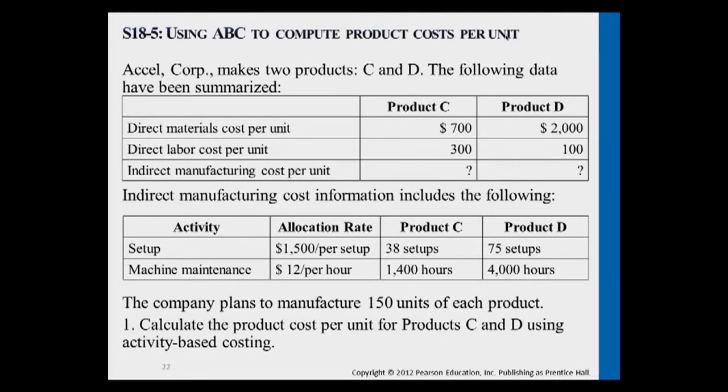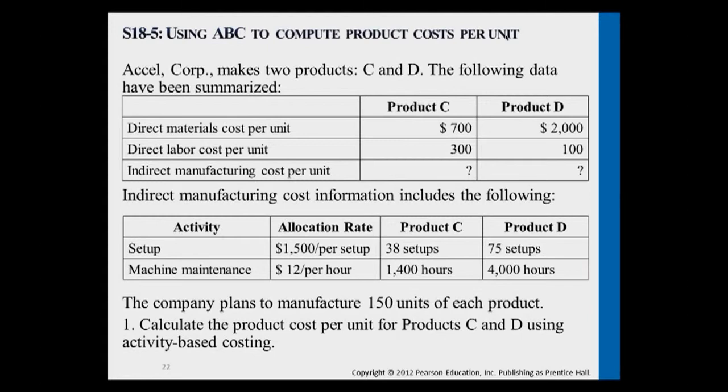So what is it asking? We need to calculate the product cost per unit for product C and D. Okay? Any numbers? What did you get for your cost per unit for C? Yeah? Okay, any more numbers? What was that? 1,492. Yeah, I got 1,000.